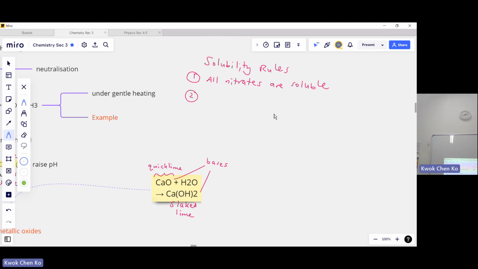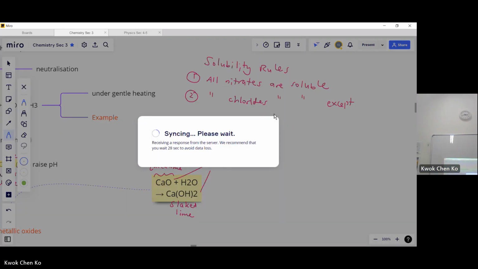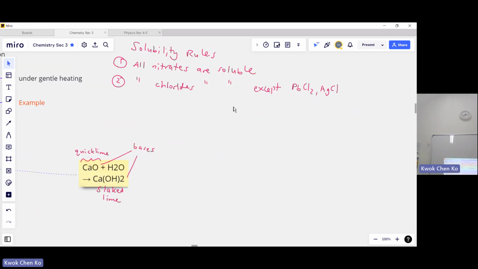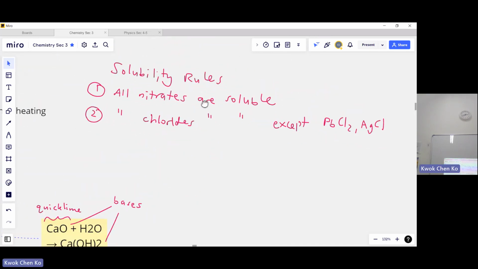Bernice, another one. Are they soluble or insoluble? Okay, accept. Good. And please remember the formulas for lead and silver chloride. Lead is 2 plus, silver is 1 plus. Last week. It's going to come up very often. These two. Charlotte, the third rule.